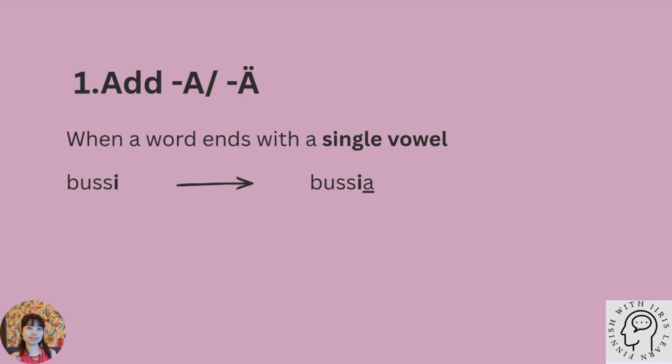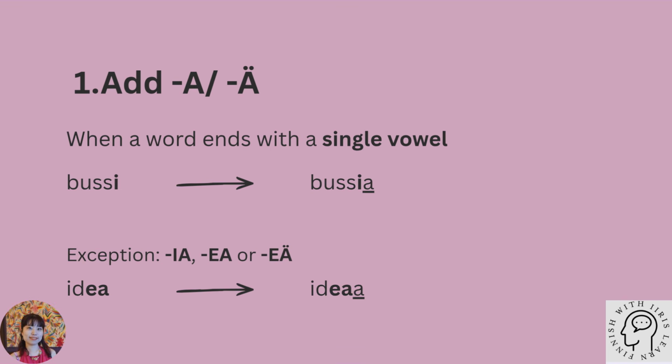There is one important exception. Words ending in ia, ea, or eä also follow this pattern, even though they end in two vowels. For example, idea ends with ea. So the partitive form is ideaa.